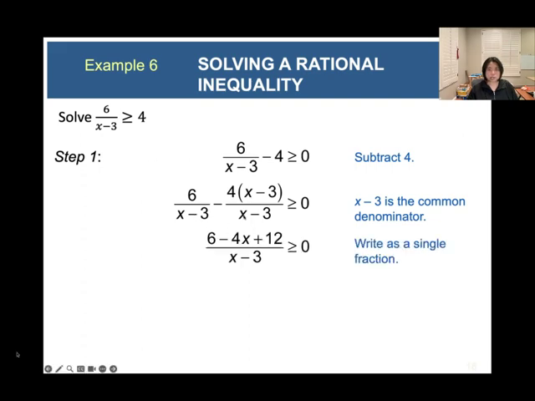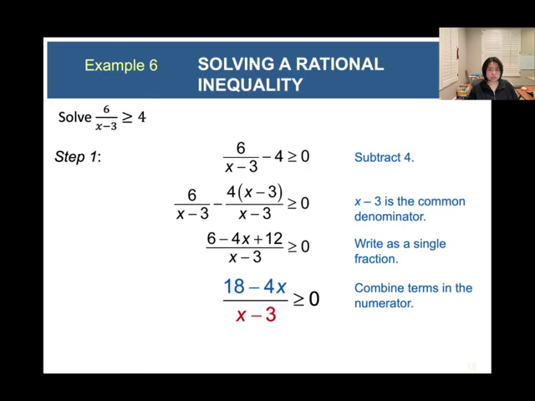Okay, they do have the same denominator. So distribute the negative 4 to both terms. So negative 4x plus 12, okay? Negative times negative, you're going to get positive here. Now combine the like terms. Okay, right? So this is greater than or equal to 0.